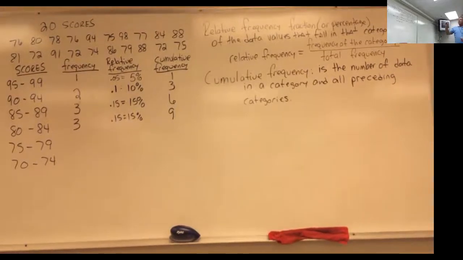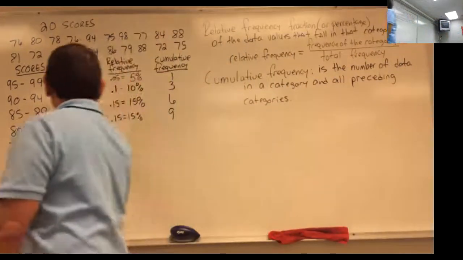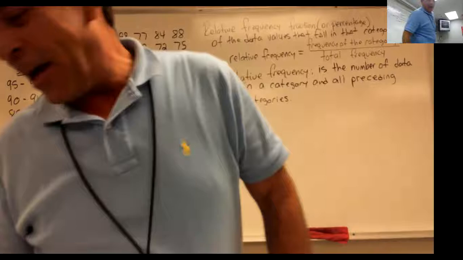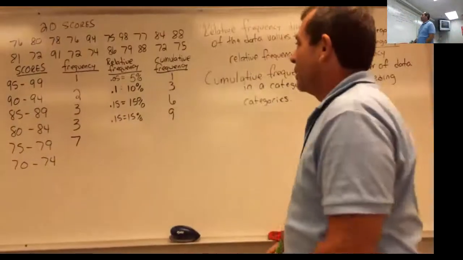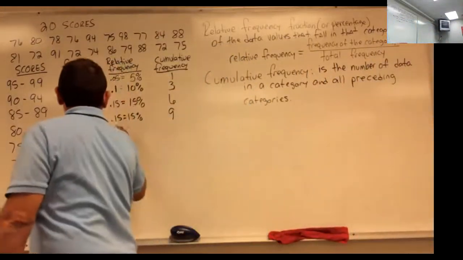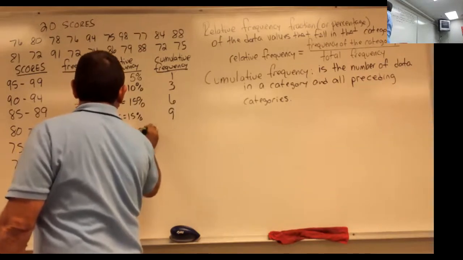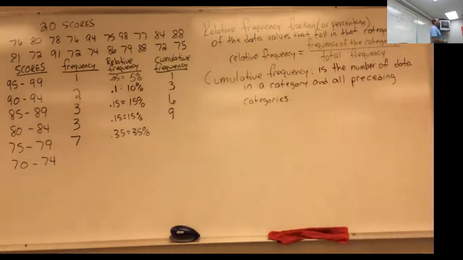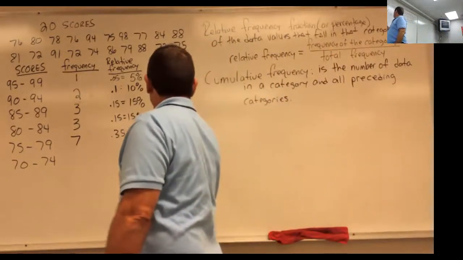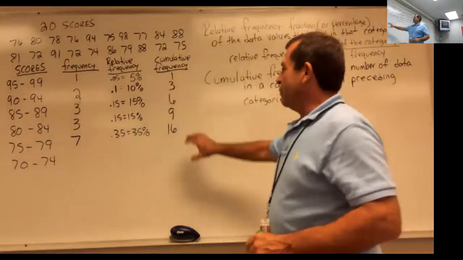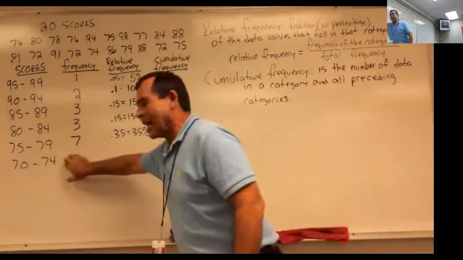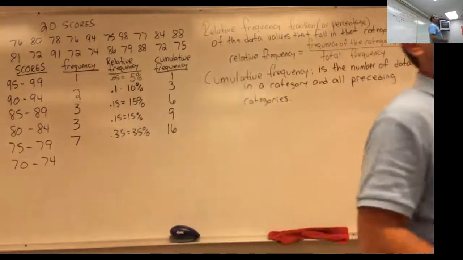All right, 75 to 79, I got 1, 2, 3, 4, 5, 6, 7 of them, right? So 7 divided by 20. So that's 35%. Cumulative frequency at that point? 16. So y'all check this out. I've used 16 of my data out of 20, so I know the last 4 got to be in the last category, right?